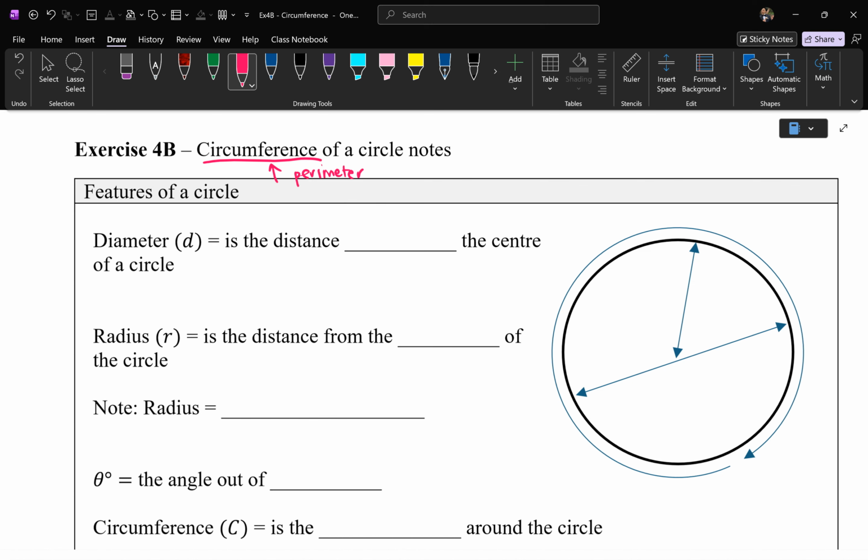In order to use the formula, you need to know two key terms: diameter and radius. What does diameter mean again? Hands up if you know. What is diameter? Yes, Attila?